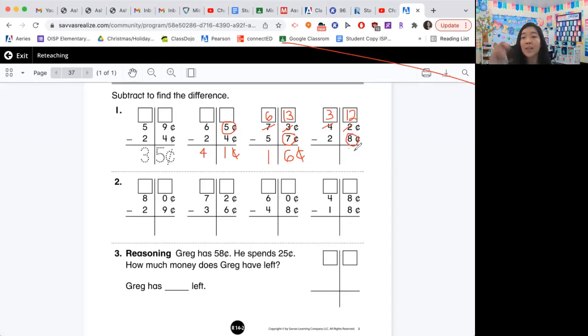Count on from 8. 8 to 12. 9, 10, 11, 12. How many fingers did I put up? 4. 12 minus 8 equals 4.